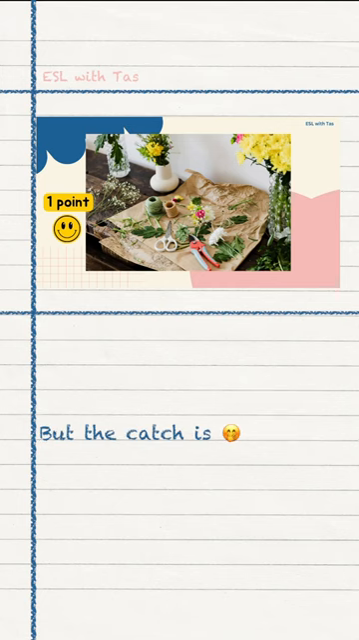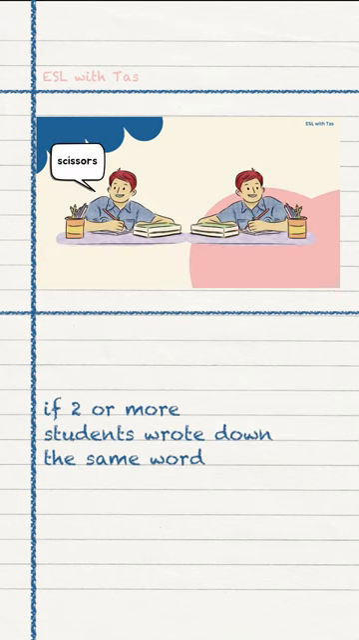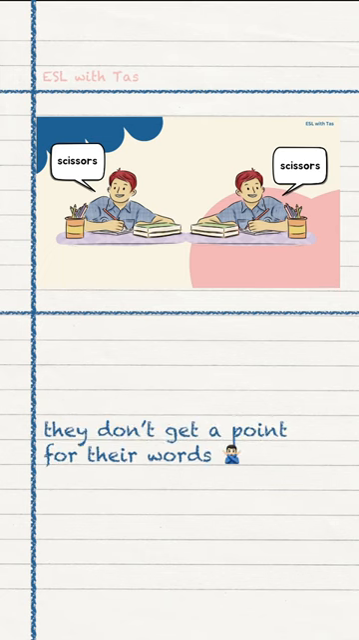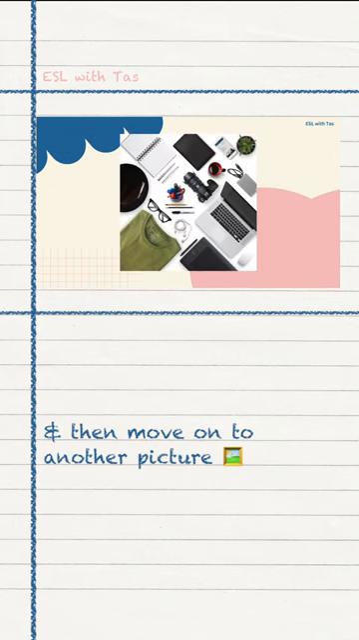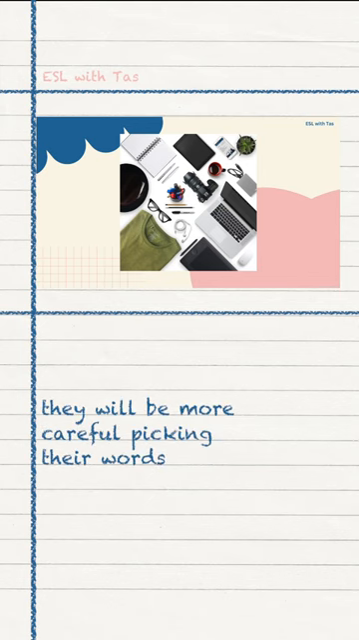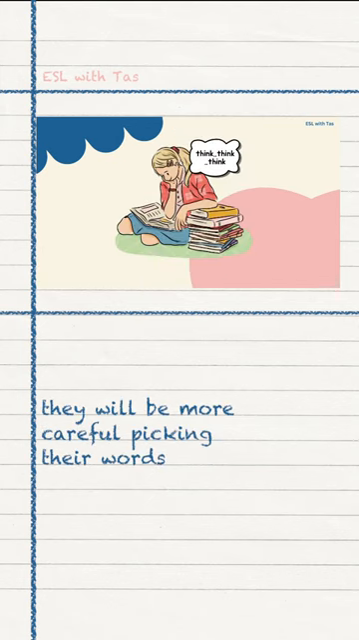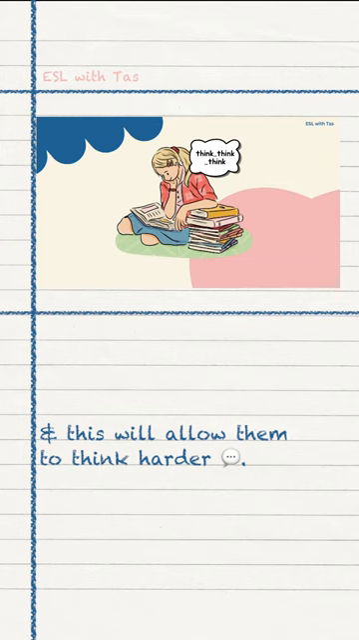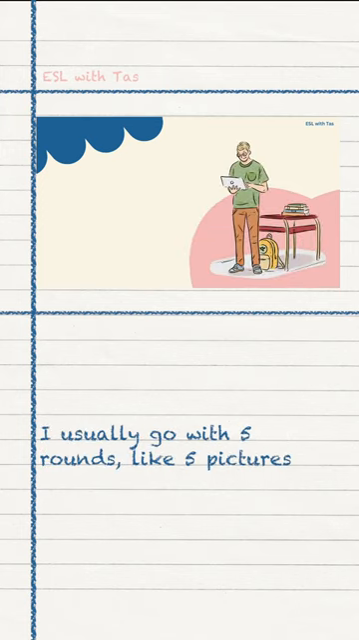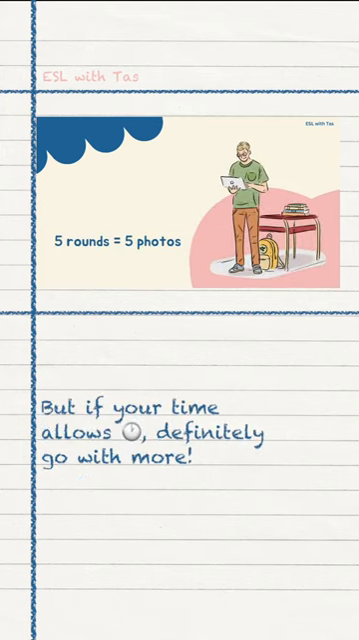But the catch is, if two or more students wrote down the same word, they don't get a point for their words. And then move on to another picture. In the second round, they will be more careful picking their words, and this will allow them to think harder. I usually go with five rounds, like five pictures, but if your time allows, definitely go with more.